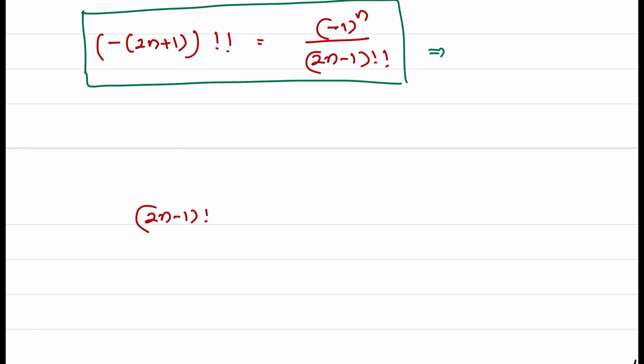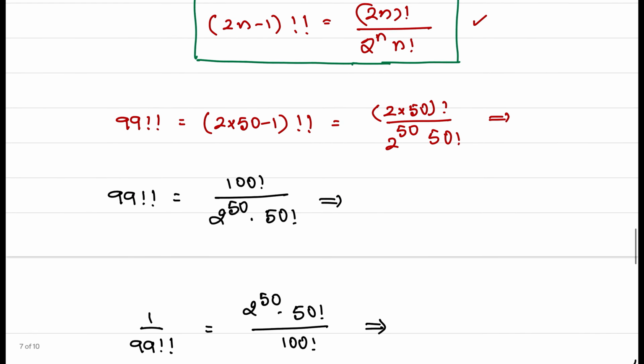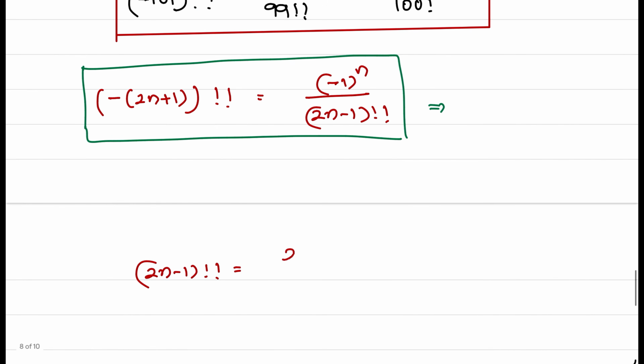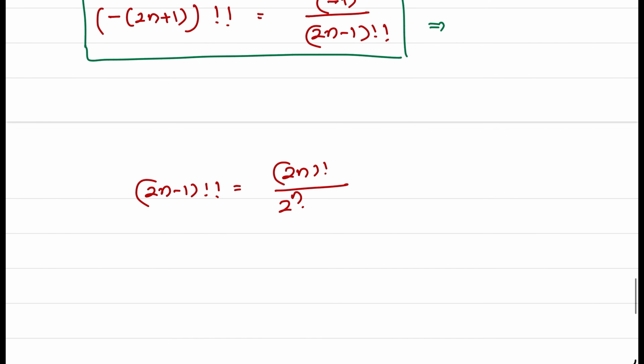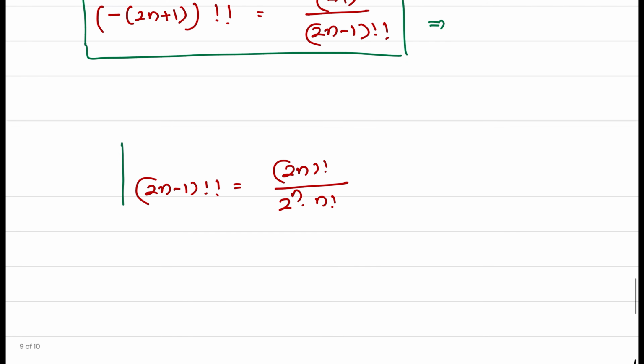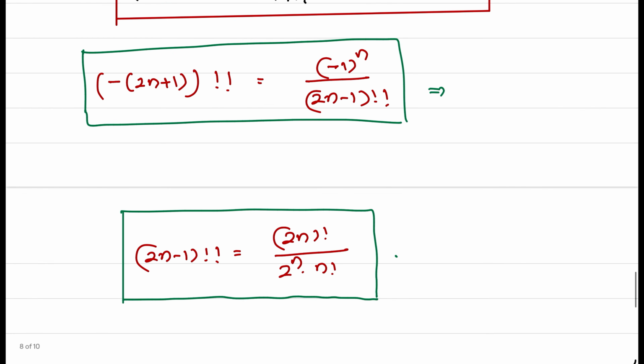(2n minus 1) double factorial is defined as (2n) factorial, to convert it into single factorial, (2n) factorial by 2 to the power of n into n factorial. How is this to be done? Please try to understand these two equations. These are the vital equations for finding the double factorial for a negative value. You please try to understand them.